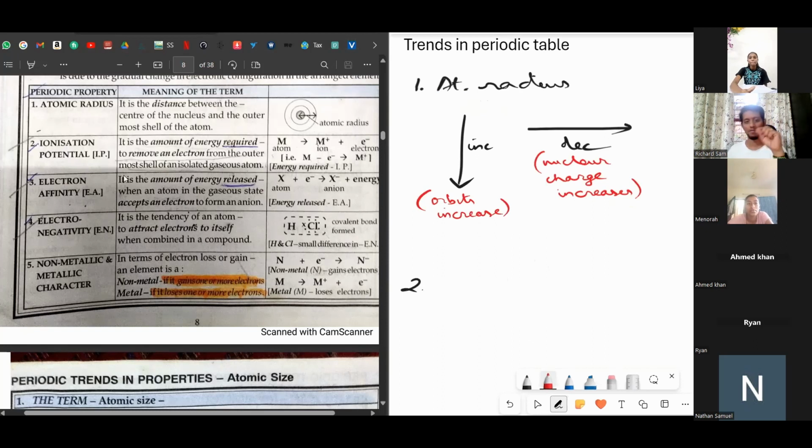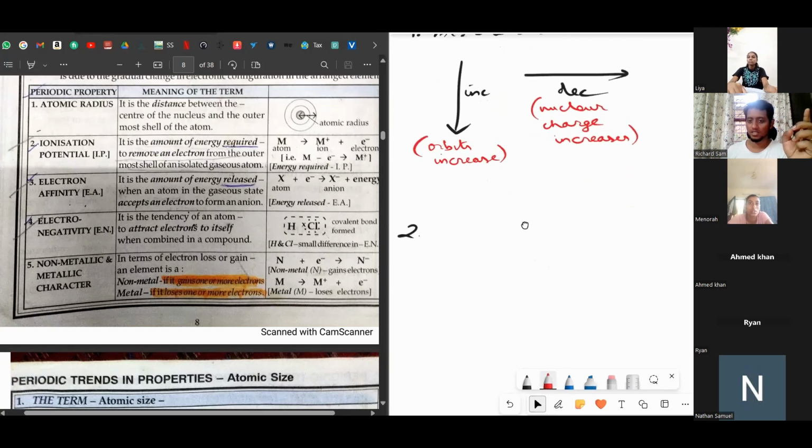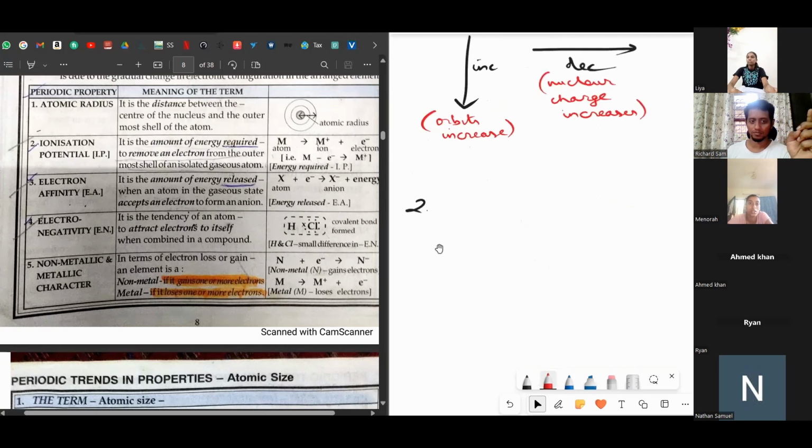Okay, so we need to know this definition. What is ionization potential? So let's read the definition. It is the amount of energy required to remove an electron from the outermost shell of an isolated gaseous atom. Okay, so let's look at sodium, for example. Sodium has how many electrons in the outermost orbit? Sodium has one electron in the outermost orbit.